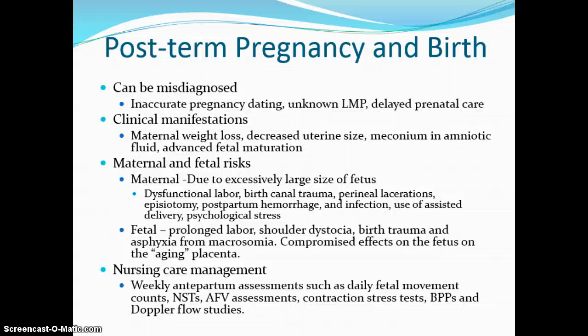And then with the fetus, a lot of times the labor is very long. We can see shoulder dystocia due to fetal size, and then asphyxia from macrosomia. And then as the placenta ages, it tends to die in places, so we see decreased perfusion that way, and that does cause compromise in the fetus. So what we're looking for are weekly antepartum fetal kick counts. So when mom is at home, she's 40 weeks gestation, she needs to be doing daily fetal kick counts. She needs to be coming in for weekly NSTs, looking at the amniotic fluid volume, contraction stress tests, biophysical profiles. Those types of things are going to be important.